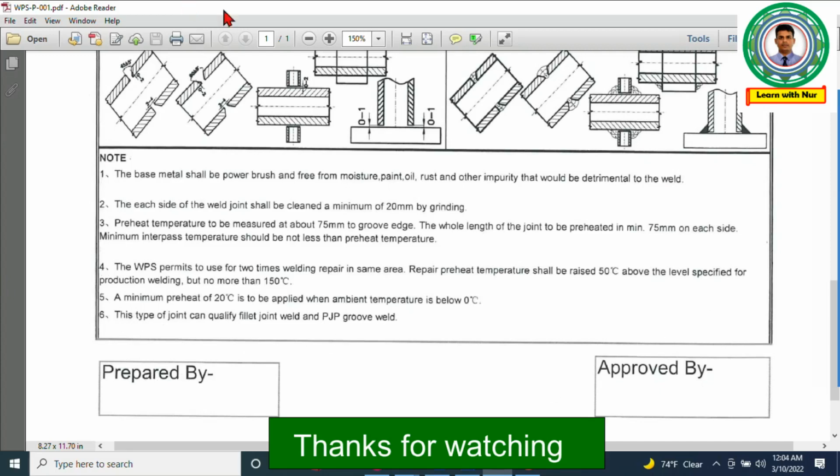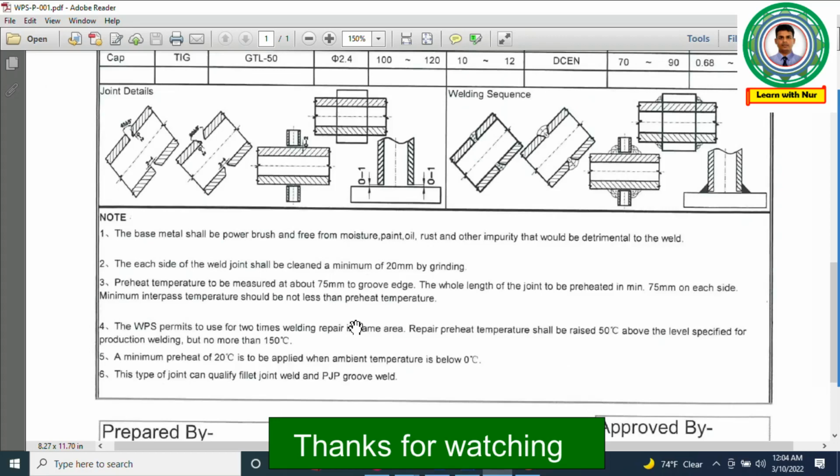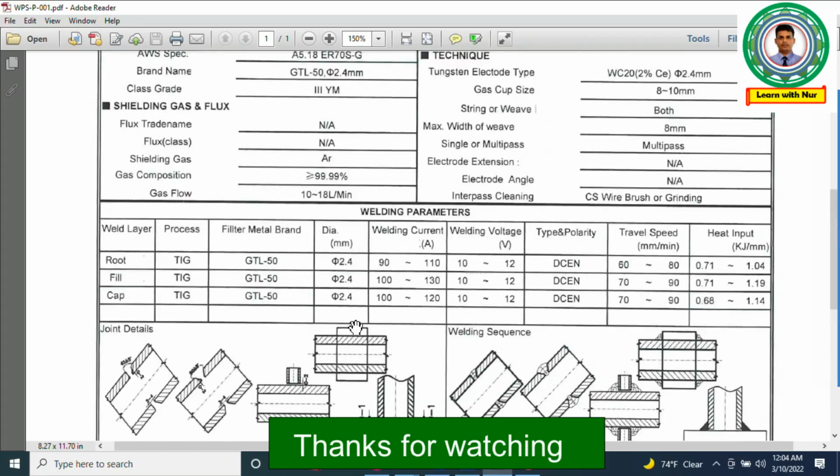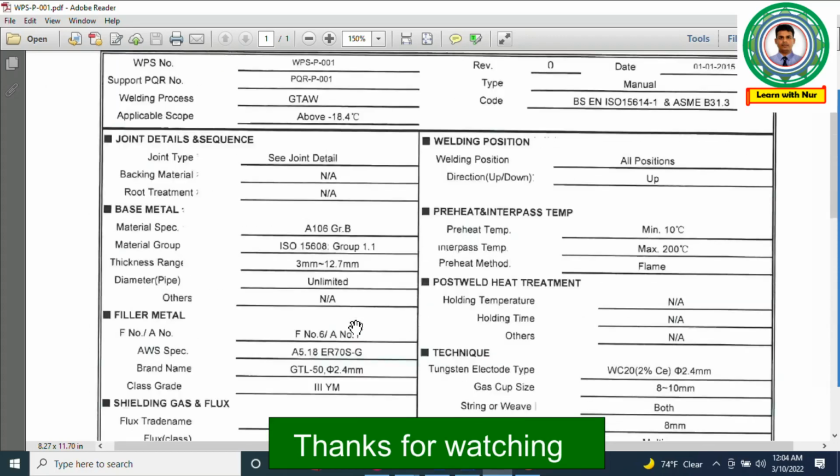Then you can see there is the signing, prepared by and approved by. The WPS should be approved by the client or a specific approved authority, and whoever prepared it should sign here. So I hope you understand what things we have to check in a WPS.